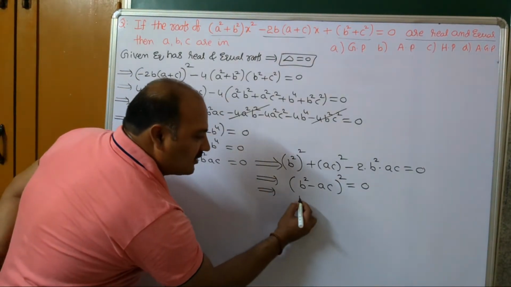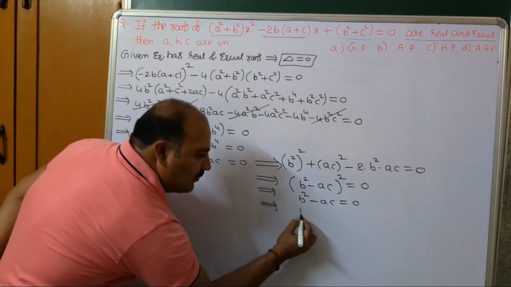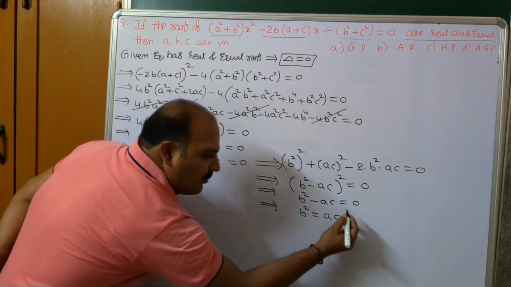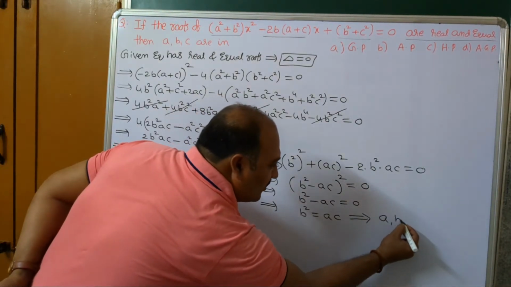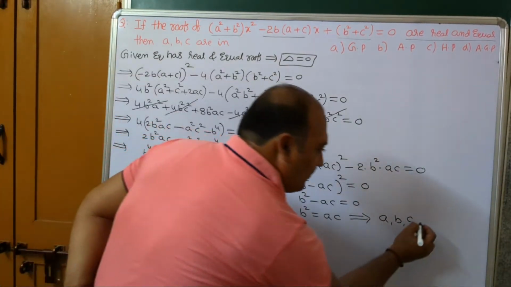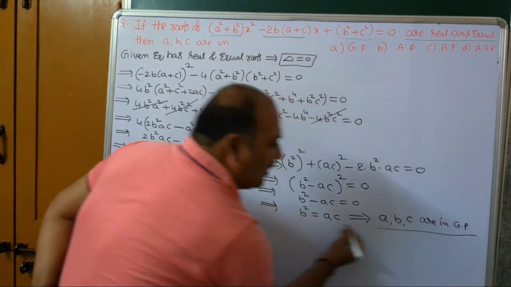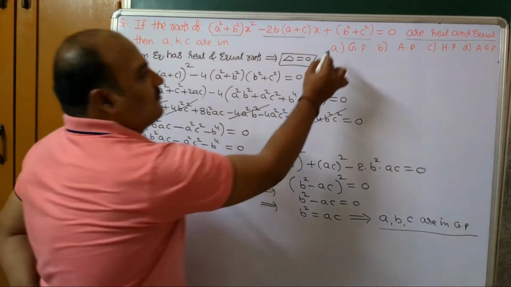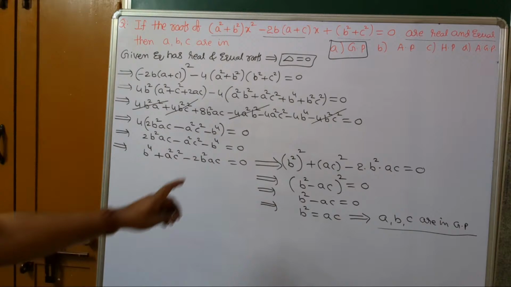That implies b square minus ac equal to 0. That implies b square equal to ac. b square equal to ac means what? a, b, c are in geometric progression. That means GP. So it is there in the first option, dear students. I hope you understand. We'll move on.